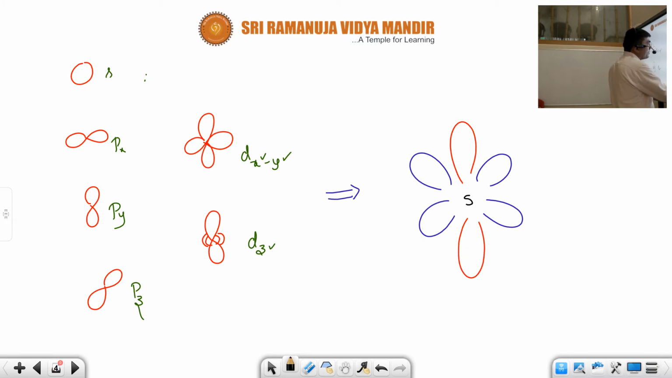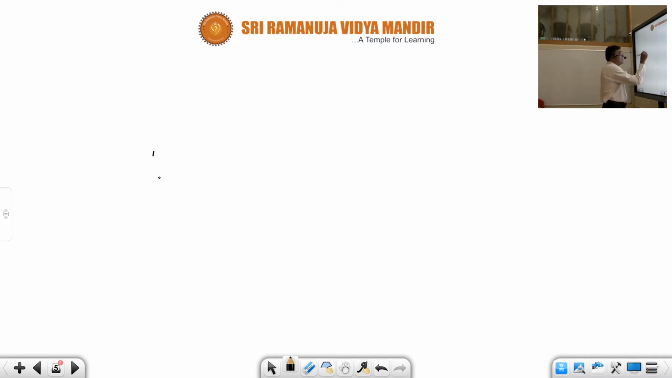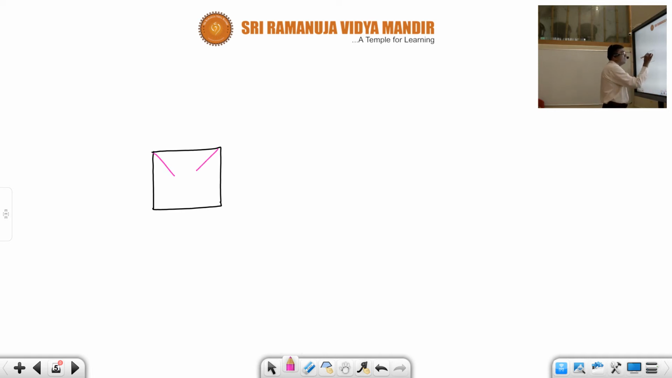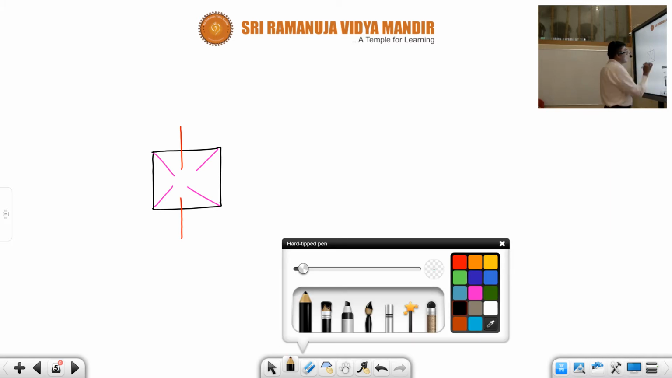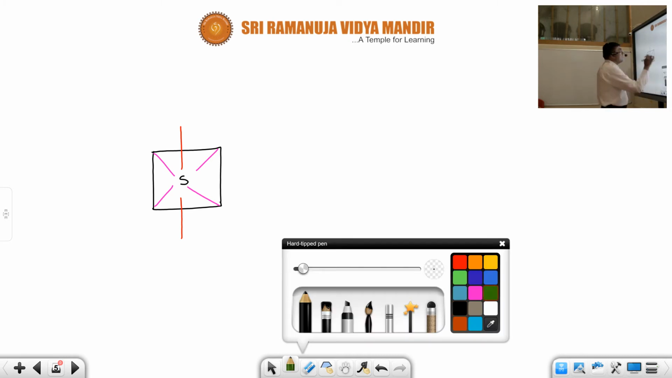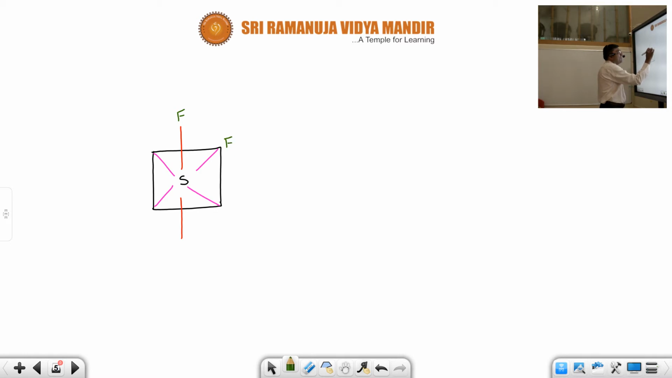So this is sulfur. If you take the next slide, it is going to be this way. An octahedron will be formed. Students, have a look. This is an octahedron. This is sulfur. Agreed? Now, how many bond pairs are there, students? 6 bond pairs are there. Fluorine, fluorine, fluorine. So this is an octahedral structure.